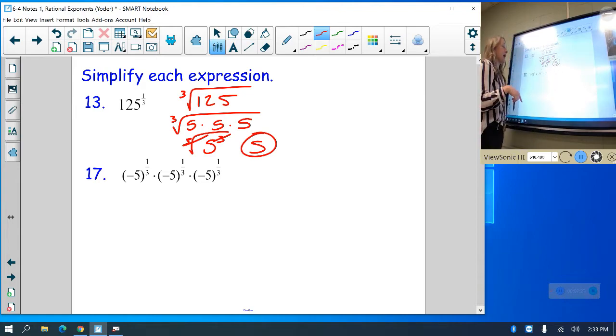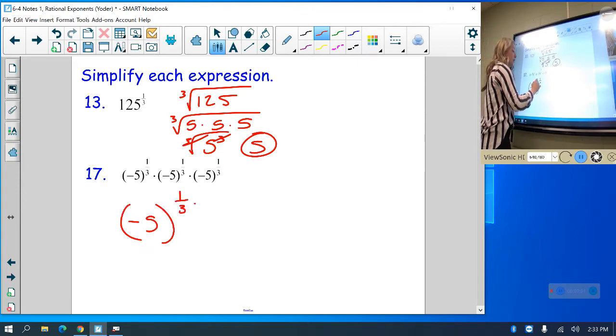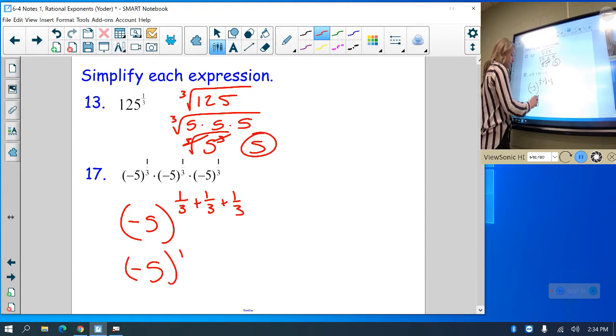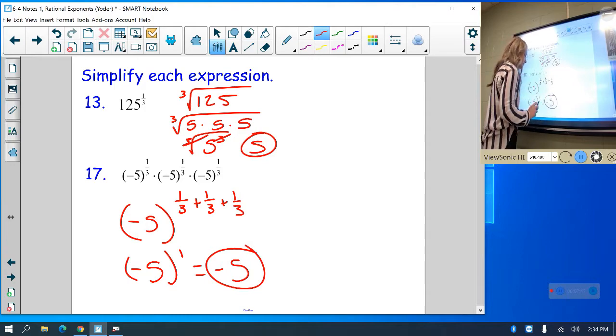Now, look at these. I have, once again, the same base, so I can add the exponents. So this is -5 to the 1/3 plus 1/3 plus 1/3. Well, if you add 3 1/3s, you end up with 3/3 or 1. This added together is just 1. So I have -5 to the first power, which is just -5.